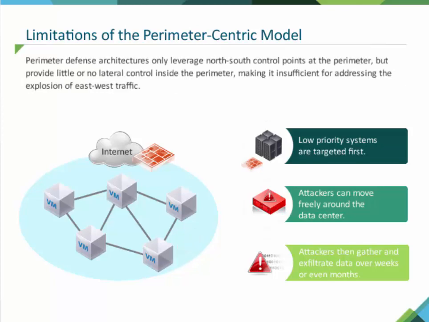Perimeter defense architectures only leverage north-south control points at the perimeter, but provide little or no lateral control inside the perimeter, making it insufficient for addressing the explosion of east-west traffic. Because the traditional focus has so disproportionately been placed on securing the data center perimeter, the inside of the data center has been left relatively unguarded. What becomes obvious when we take a step back is that we need a lot more security inside the data center.